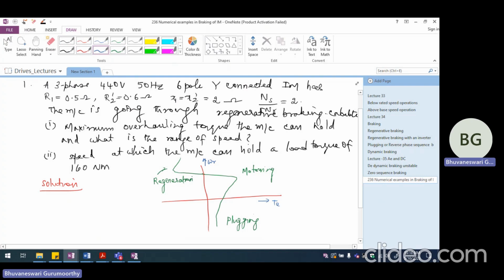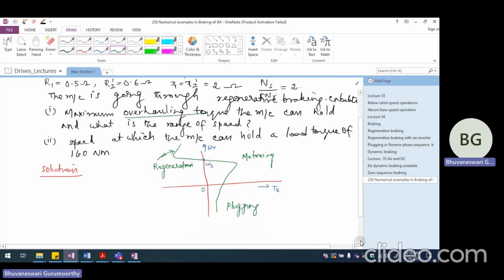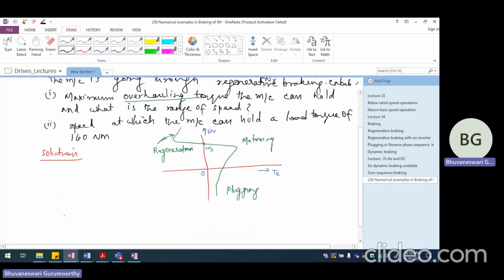So when the speed is exceeding the synchronous speed, if I may call this as the synchronous speed, and this is the zero speed and the zero torque, this is the origin of the speed torque plane. So whenever the speed is exceeding omega s, that is when we are looking at regenerative operation. Okay. So the maximum overhauling torque, if we are looking at, it is same as whatever is the breakdown torque we calculated. So let me write the approximate expression for breakdown torque.